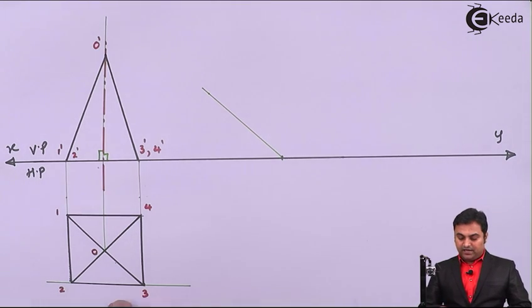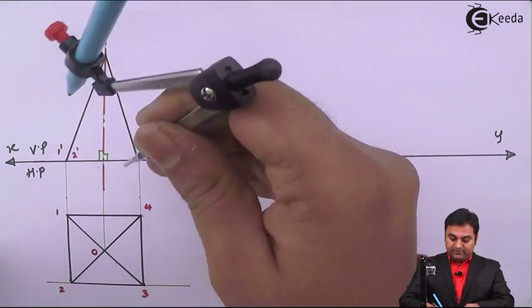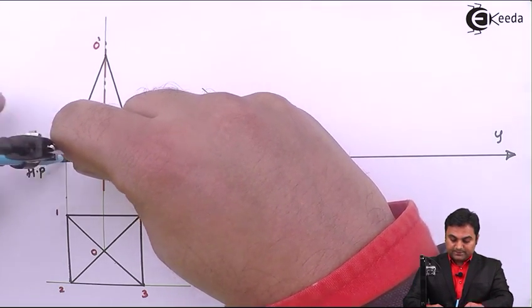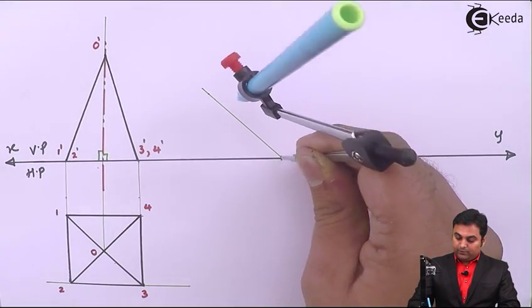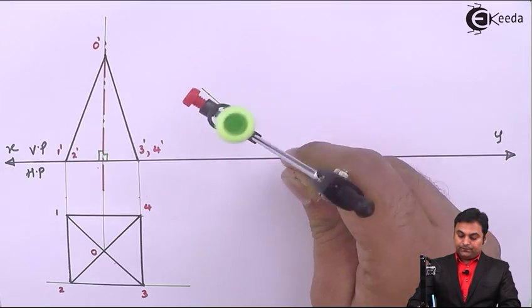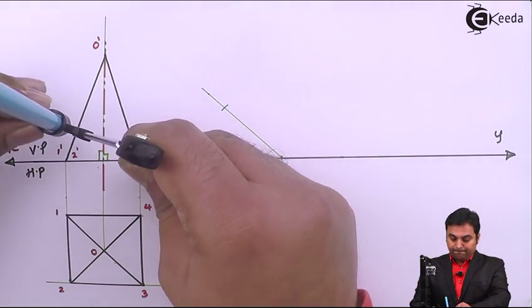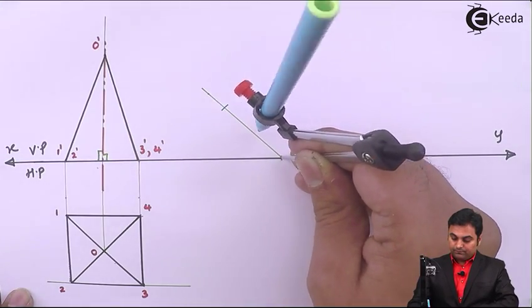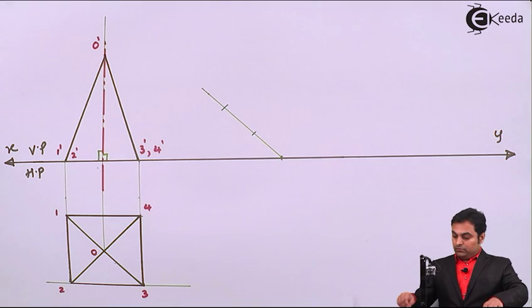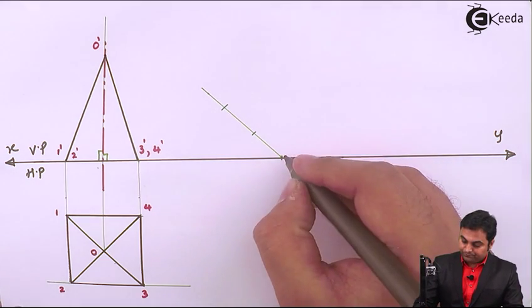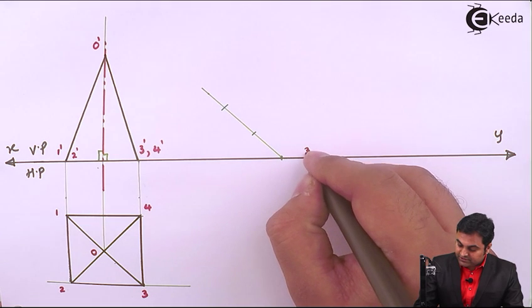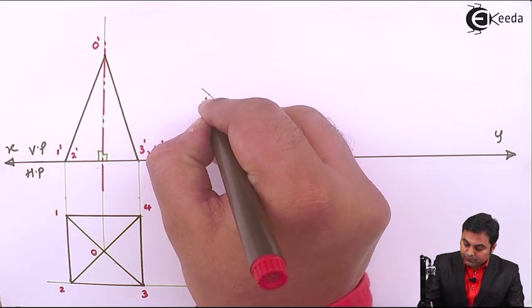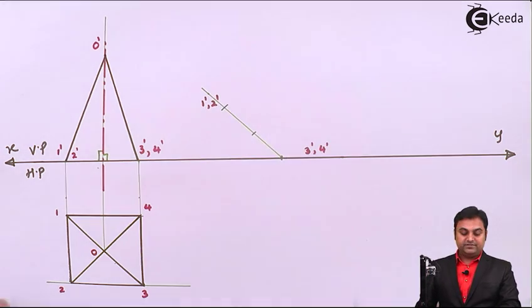So first thing is I'll mark the base. Base is up till here. I'm keeping the point and marking this base. The same distance I'll be plotting it here. Then axis. So here we have, this is point 3 dash comma 4 dash, this is 1 dash comma 2 dash, and this line indicates the axis.